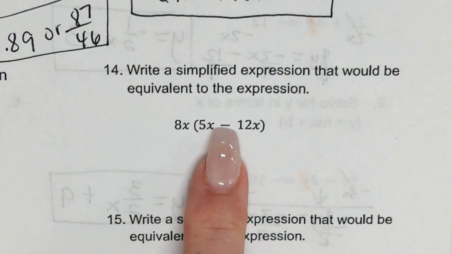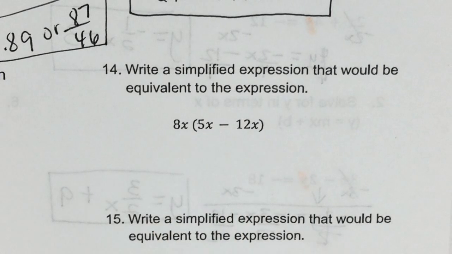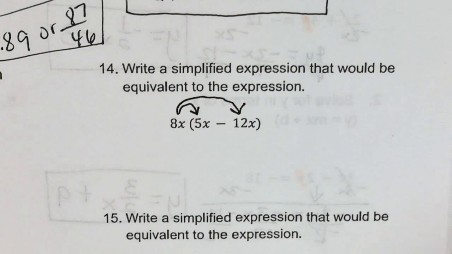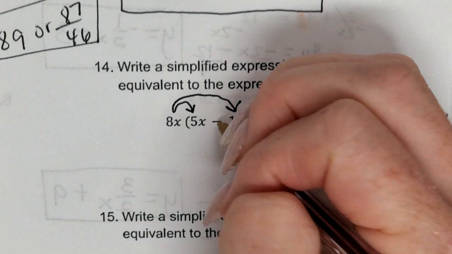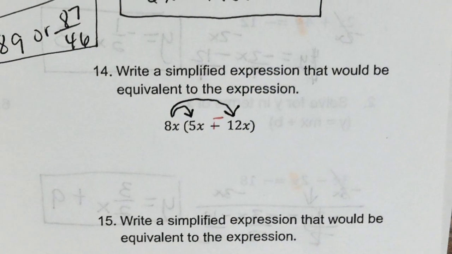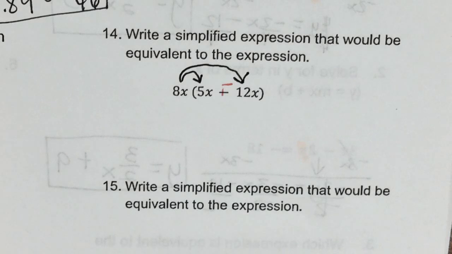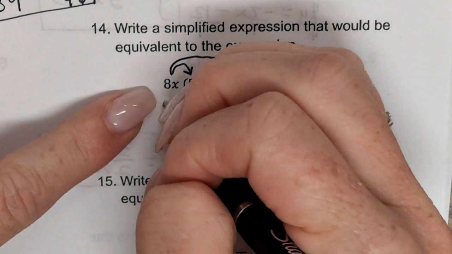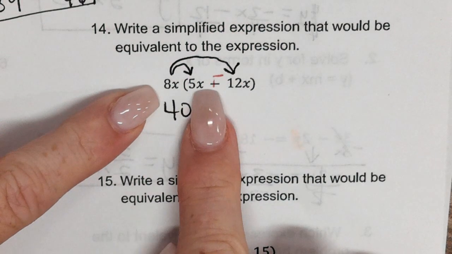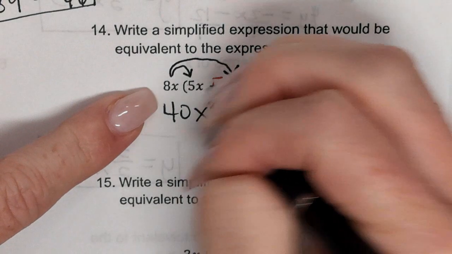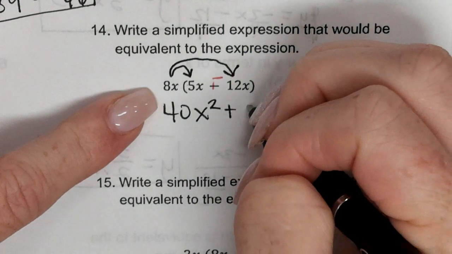Can you do this one in your calculator? Is there an equal sign? No, I can't. So what am I going to do? Distribute the 8x to the 5x and to the 12x. If you want to change, do it. If you don't, you just have to realize the 12x has a negative value. 8 times 5 is 40. What's x times x? X squared. Plus 8 times 12 is 96.